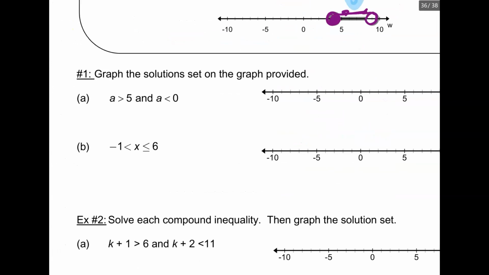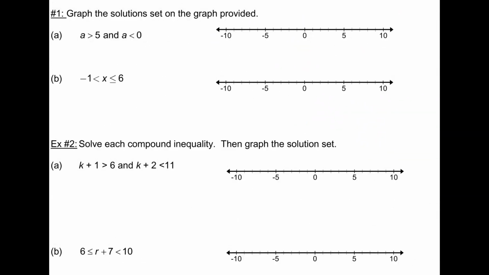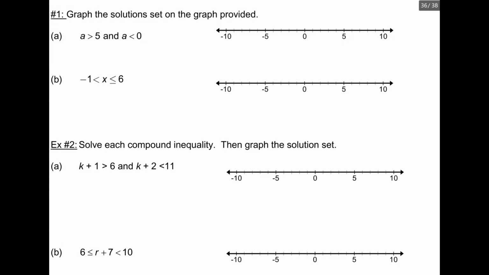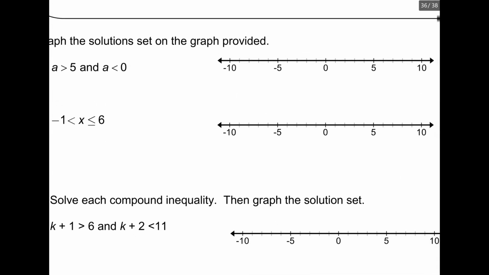That's a different example, but you're only looking for where they exactly overlap. So let's do this first example. Graph the solution set on the graphs provided. In example A, we're looking for where they overlap. A is greater than 5, and it's not an "or equal to," so I put a little open circle, and I know it goes this way.